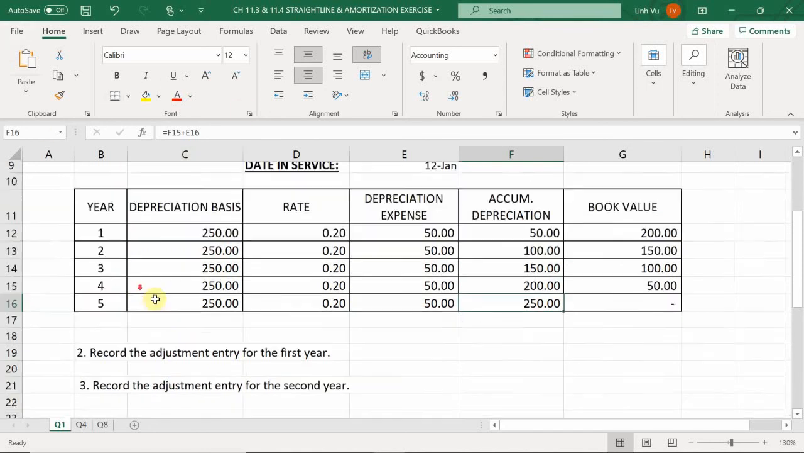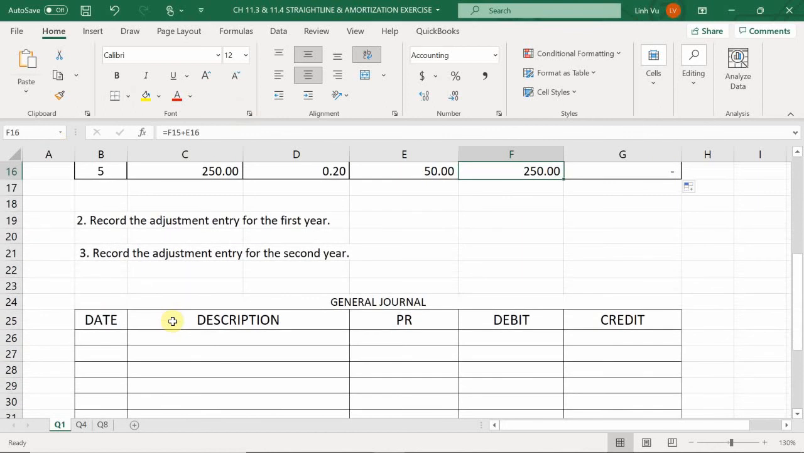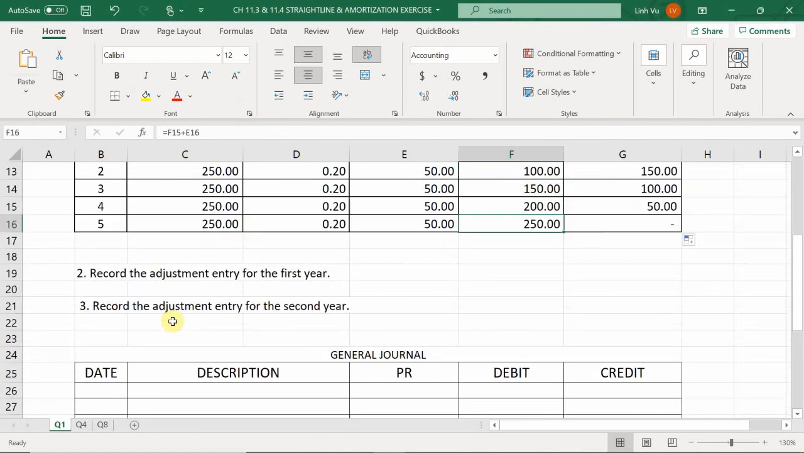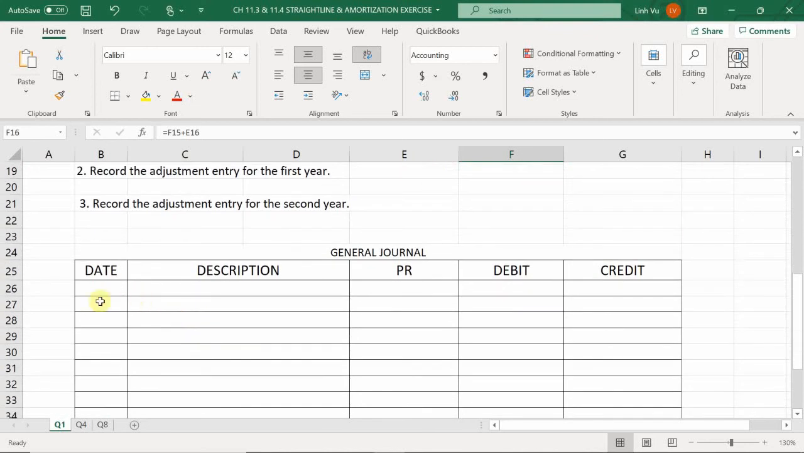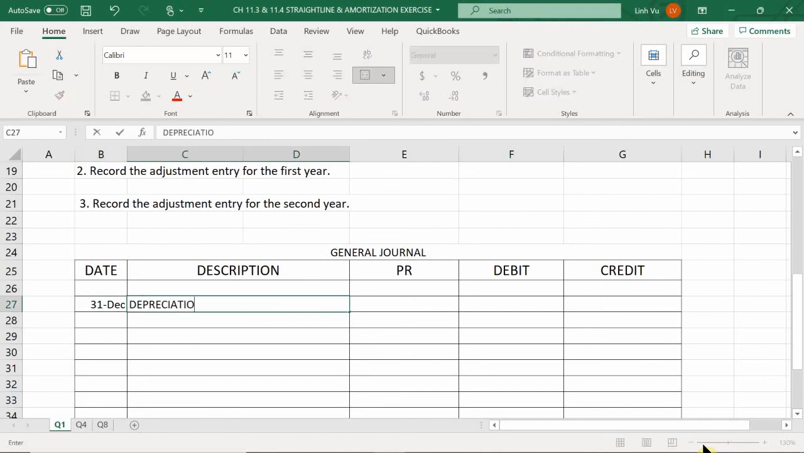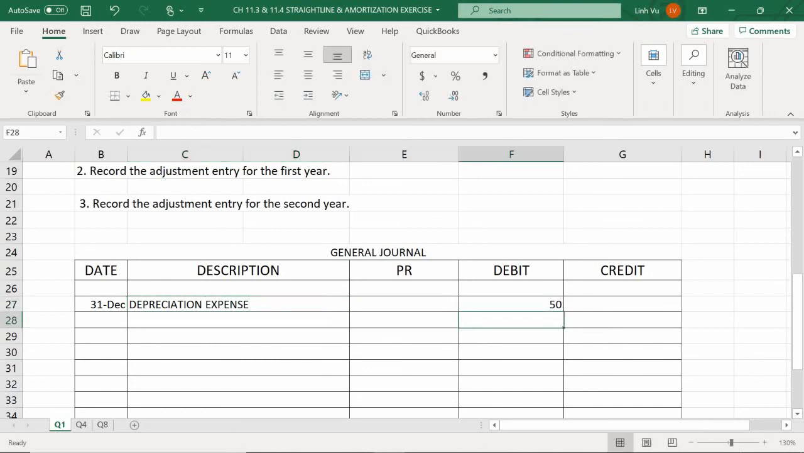Now, question number 2 asks, what was the adjustment entry for the first year? The depreciation expense of $50. Good. And then the accumulated depreciation also for $50. Good.